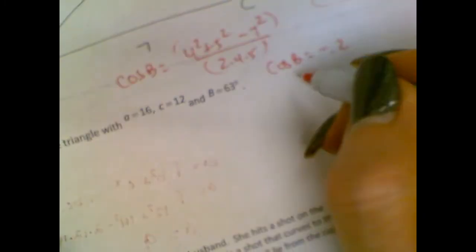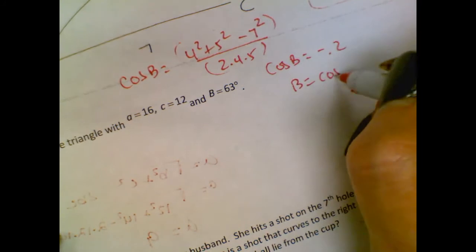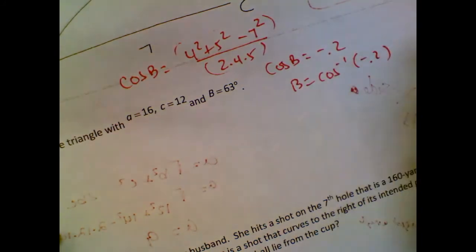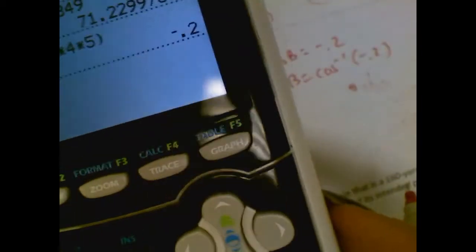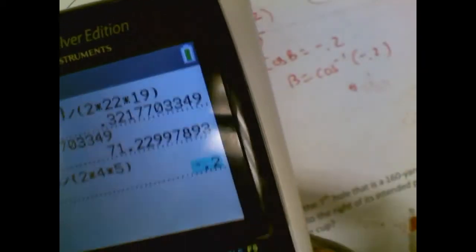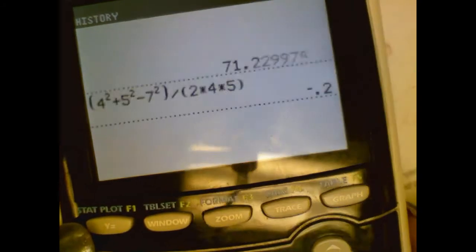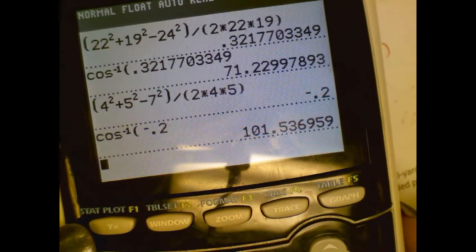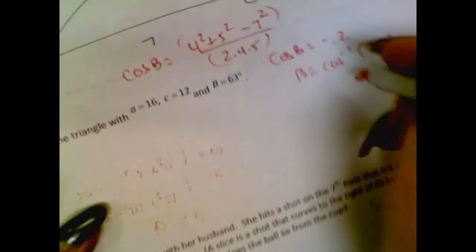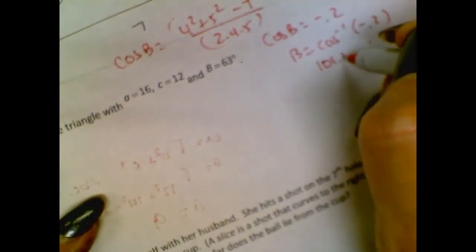You get negative 0.2. So cosine of B equals negative 0.2. And then you do arc cosine of negative 0.2. So you do second cosine, highlight, enter, enter, 101.5. And that's angle B.